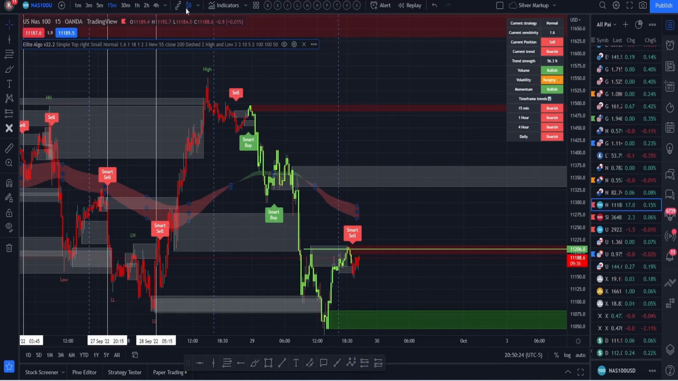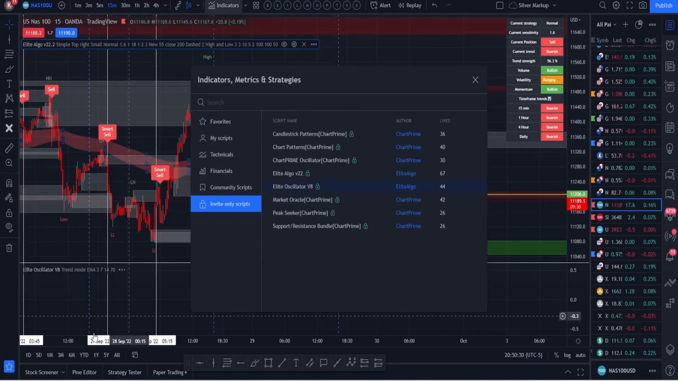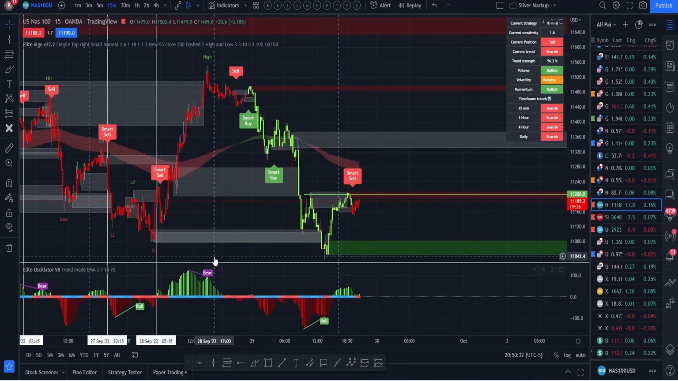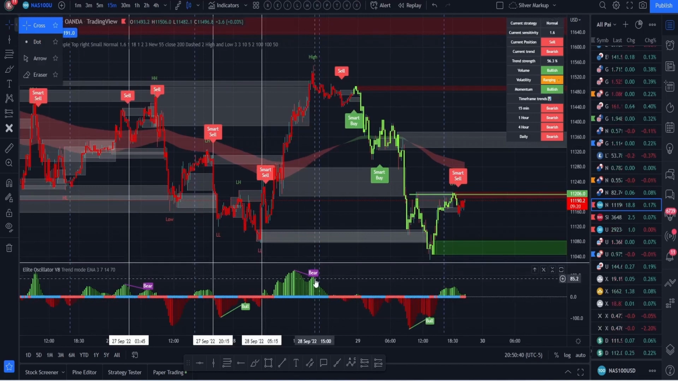The last part of Elite Algo is just the oscillator, and the oscillator just helps you out with seeing divergence and momentum in the markets. One way that I like to use it is I see something like this where I have bearish divergence. After that bearish divergence, I look for my next sell signal, and after the divergence I take the signal, and that's a great trade.